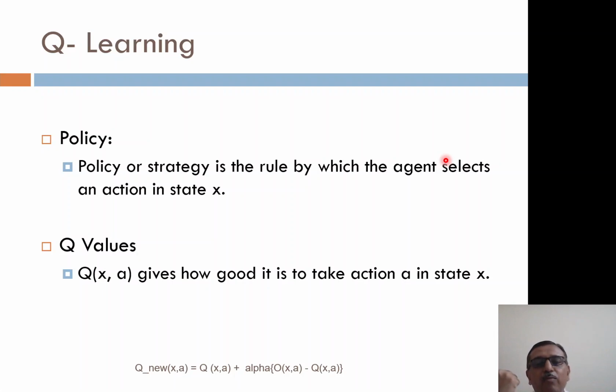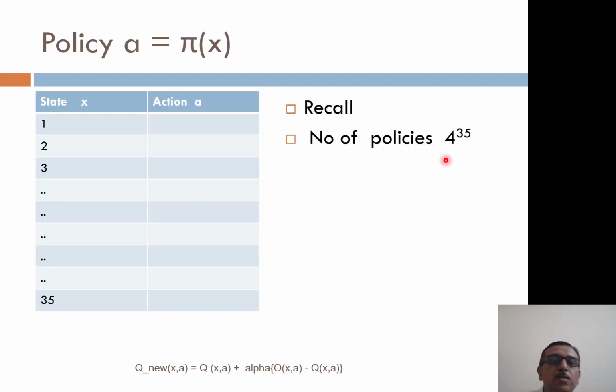I'll make it a little clearer. So this is the policy. Policy in reinforcement learning literature is usually denoted by pi. Pi could be a lookup table, a neural network, or a function. You plug in x, you get a. For our problem, the number of possible policies is 4 raised to 35.